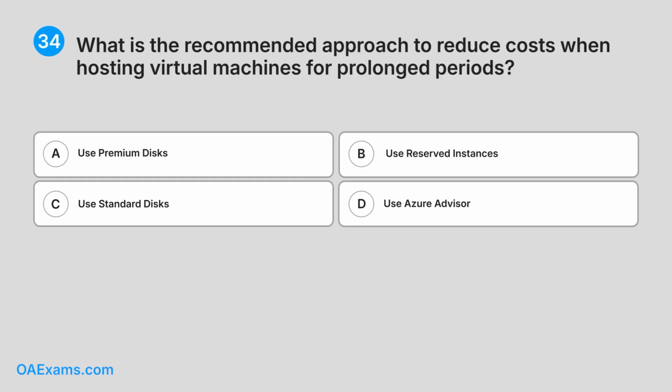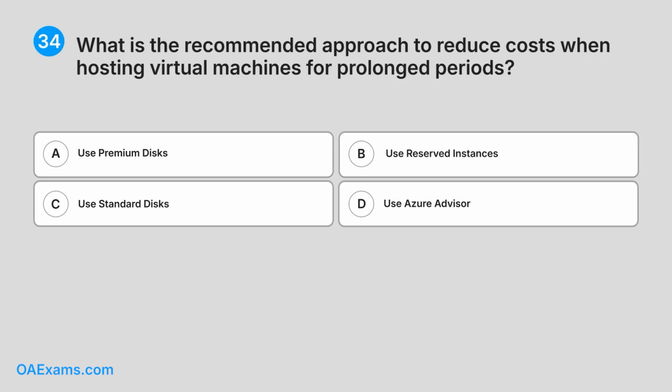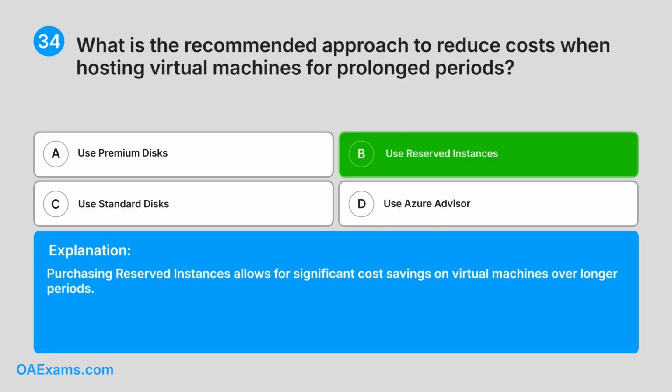34. What is the recommended approach to reduce costs when hosting virtual machines for prolonged periods? A. Use premium disks. B. Use reserved instances. C. Use standard disks. D. Use Azure Advisor. What do you think is the answer? Correct answer. B. Explanation. Purchasing reserved instances allows for significant cost savings on virtual machines over longer periods.